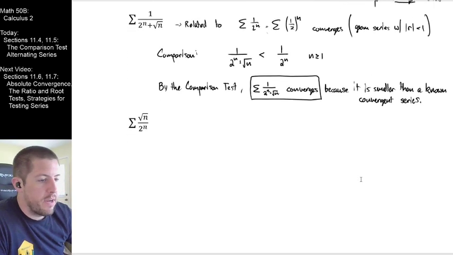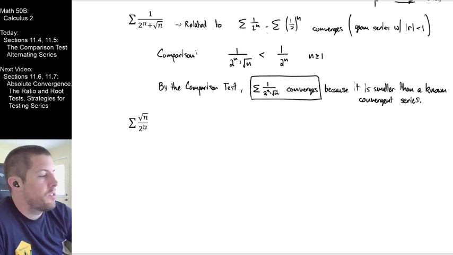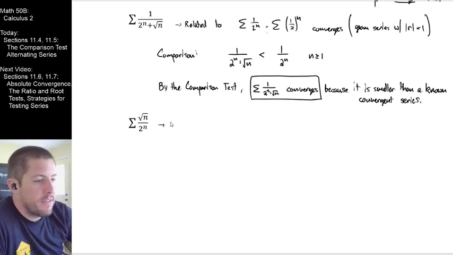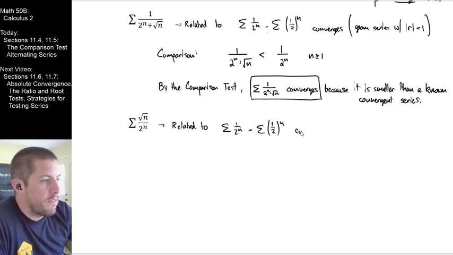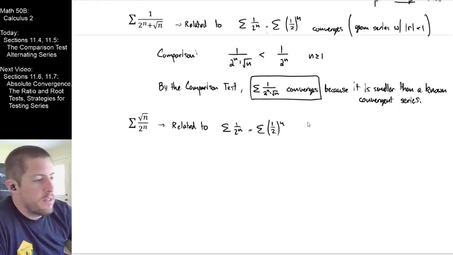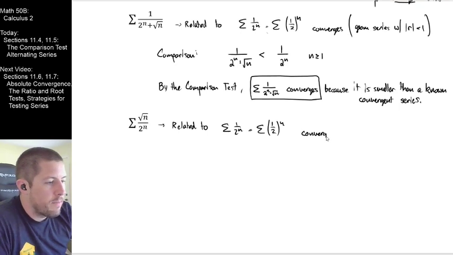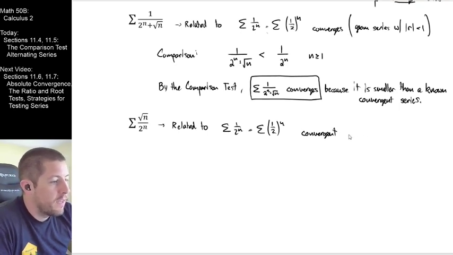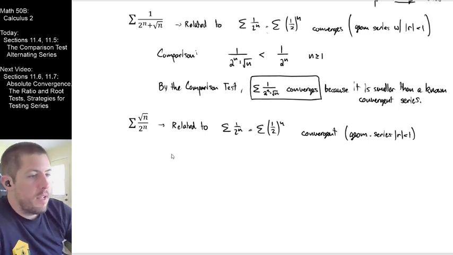So let's look at one more example here for this comparison test. Once again, I'm seeing this 2 to the n on the bottom, and immediately I'm thinking to myself, this is related to the series 1 over 2 to the n, which we rewrite as the series 1/2 to the n, which is a convergent geometric series with r being less than 1. And so we make our comparison.